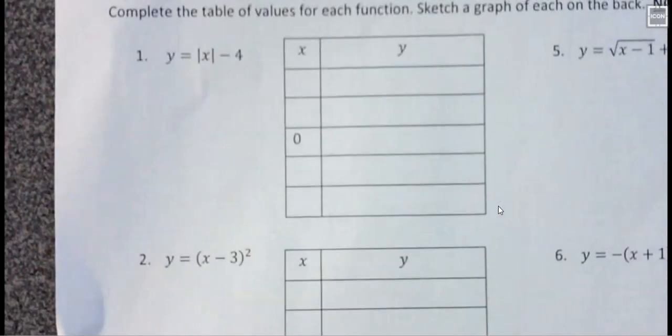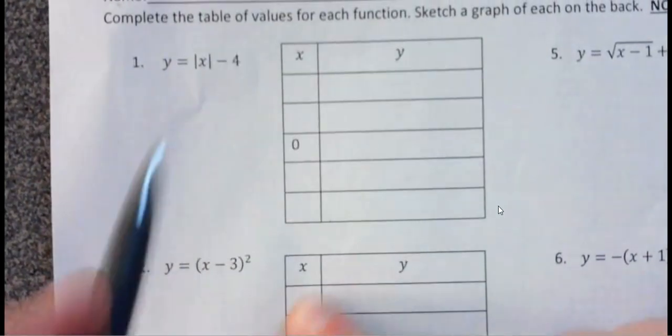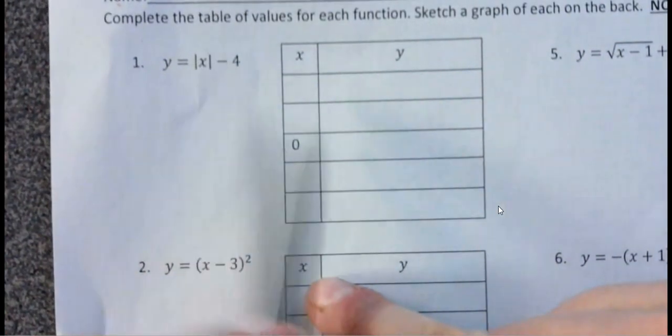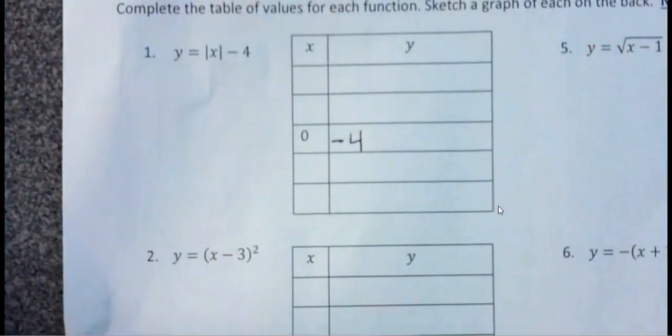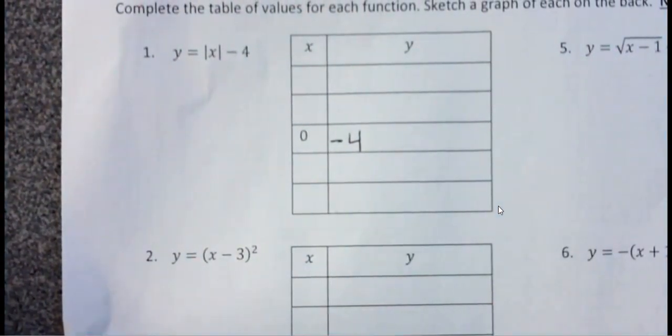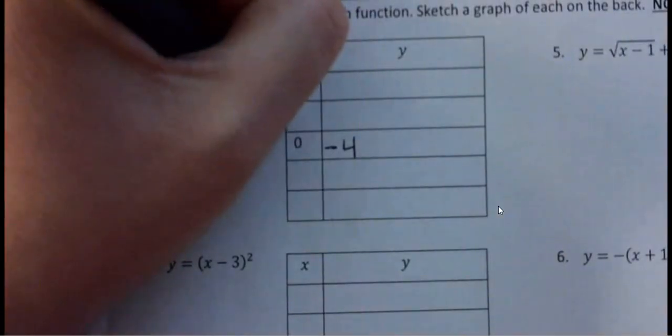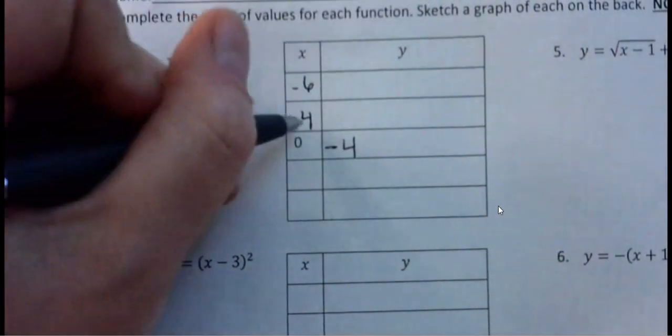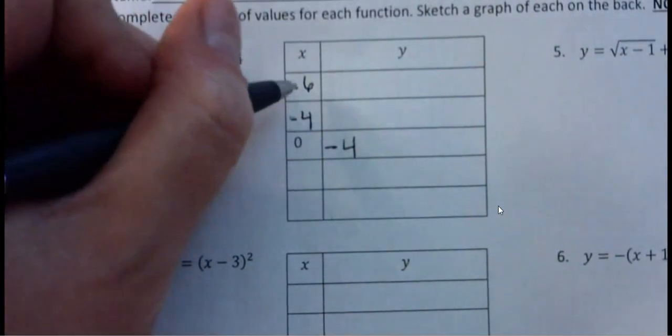The absolute value of 0, which all the absolute value does is it takes off the negative sign. So if it's like negative 2, it would turn it into 2. If it's a positive 2, it would remain as positive 2. But 0 is that x value. We plug it in. So 0 minus 4 is negative 4. Okay. And then what I did for these, which it doesn't really matter, but I just put some random numbers, went to negative 4 and negative 6, and then went up 4 and 6.